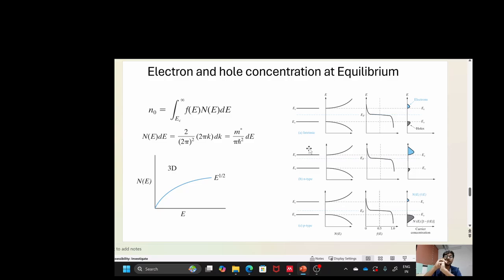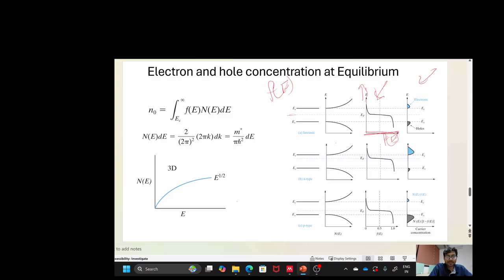Now, electron and hole concentration at equilibrium. What we have calculated is the probability of finding the electron, which is Fe, given by this function. This is the energy E, and this is Fe, exactly in the middle of the conduction band and the valence band. And one more thing we require is the density of states. Density of states is the number of states which are available to take the electron.